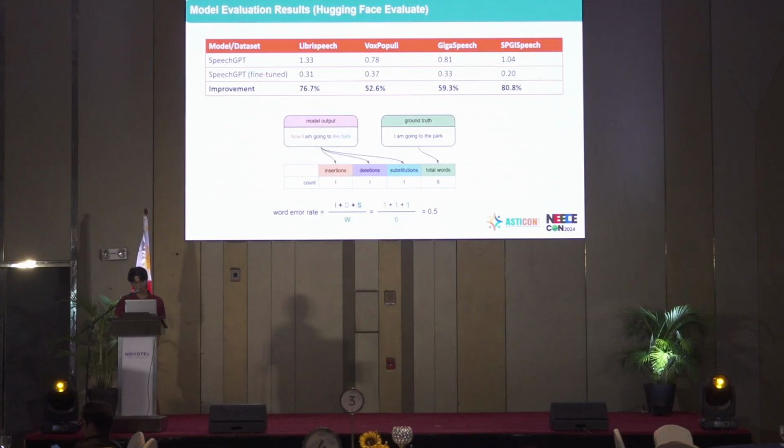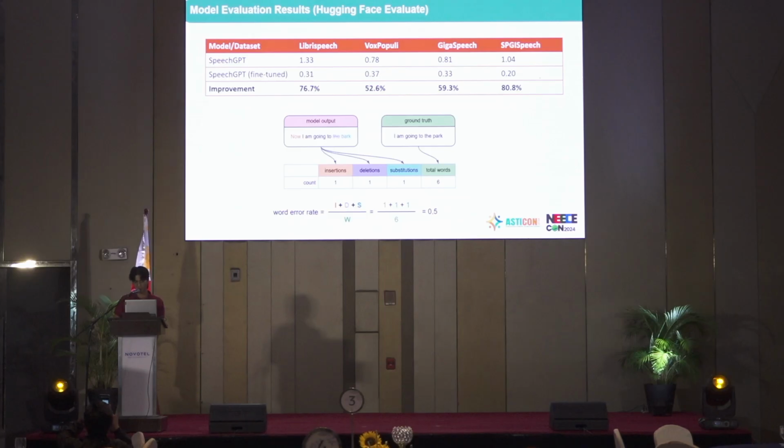So we evaluate the model on each dataset using the Hugging Face Evaluate library. We noticed that for the LibriSpeech dataset, we obtained a 76.7% improvement. For VoxPopuli, it is 52.6%. For GigaSpeech, it is 59.3%. And for SPGISpeech, it is 80.8%.